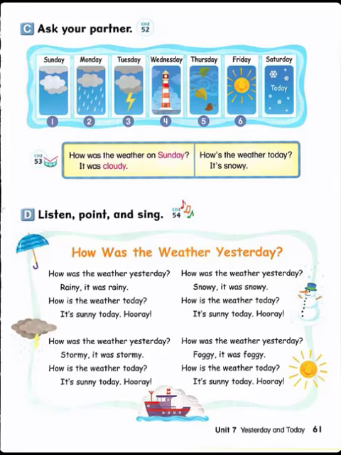Sunny today. Hooray! How was the weather yesterday? Stormy, it was stormy. How is the weather today? It's sunny today. Hooray! How was the weather yesterday? Snowy, it was snowy. How is the weather today? Sunny today. Hooray! How was the weather yesterday? Foggy, it was foggy. How is the weather today? It's sunny today. Hooray!